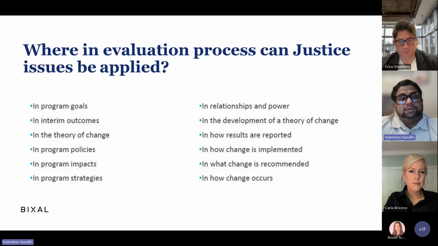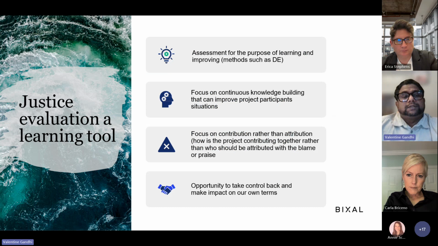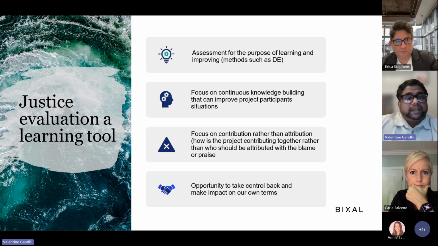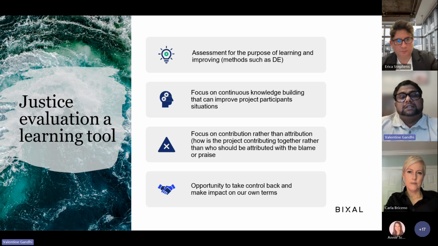And justice criteria can be used in program goals to understand relationships and power, outcomes and development of theory of change, how results are reported, and what program impacts are, and especially in mapping how change occurs rather than just simply mapping outcomes as we would normally do. So justice as an evaluation learning tool for AI can serve the purpose of learning, where methods like DE are not really about whether something is achieved, but what we have learned in the first three months of deployment of an AI tool. Who is the beneficiary? How is it changing structural relationships? How is it amplifying existing social inequalities? These should be the focus, and the focus should be on contribution rather than attribution.